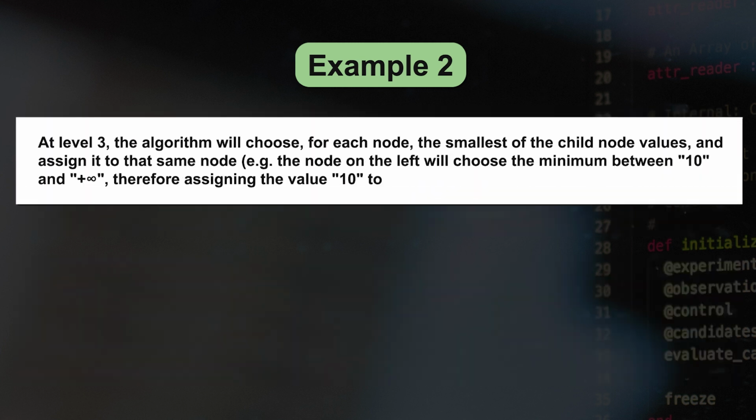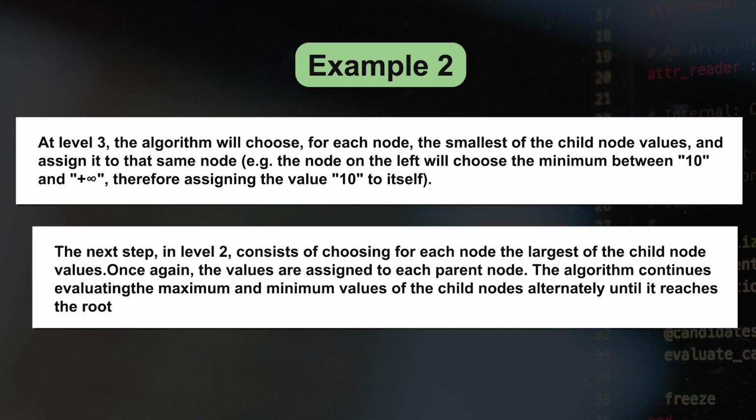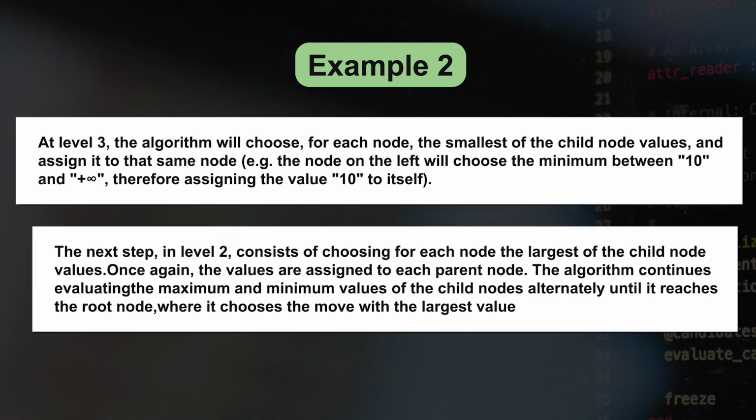At layer 3, the algorithm will choose for each node the smallest of the child node values and assign it to that same node. That is, the node on the left will choose the minimum between 10 and positive infinity, therefore assigning the value 10 to itself. The next step, in level 2, consists of choosing for the node the largest of the child node values.